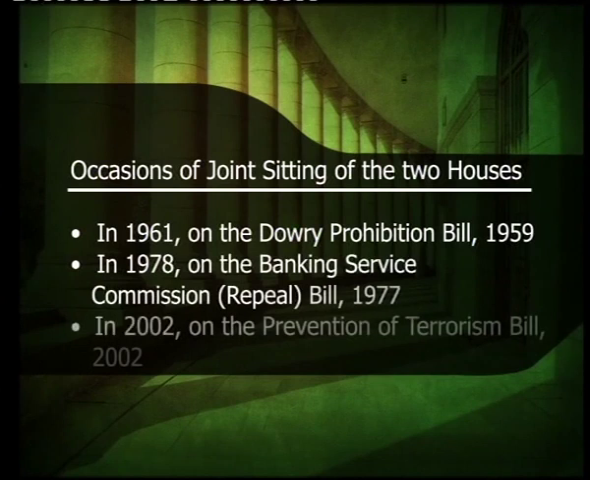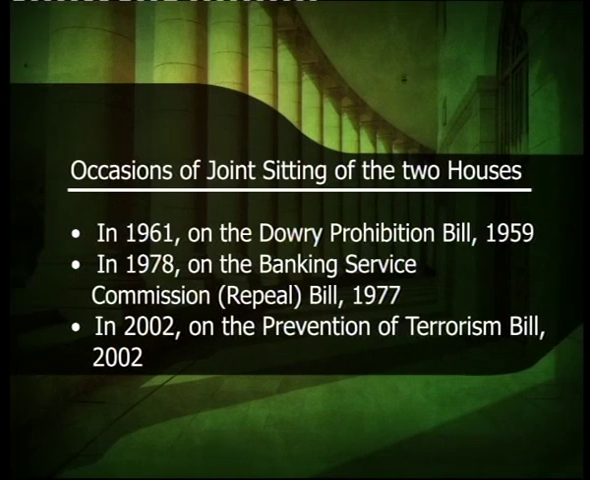Occasions of joint sitting of the two houses. In 1961, on the Dowry Prohibition Bill 1959. In 1978, on the Banking Service Commission Repeal Bill 1977. In 2002, on the Prevention of Terrorism Bill 2002.